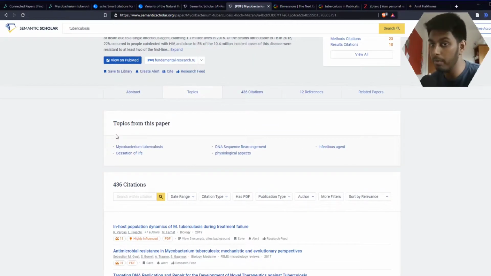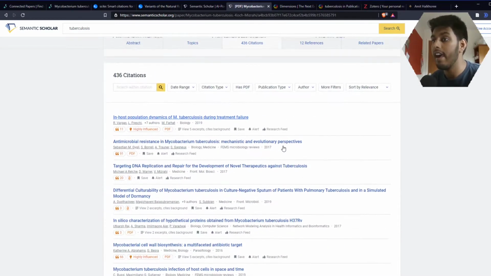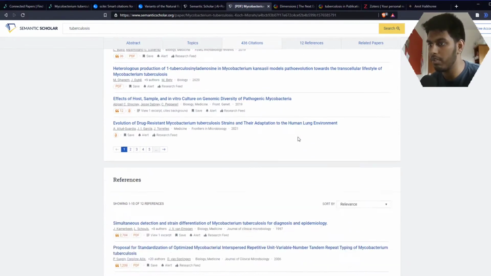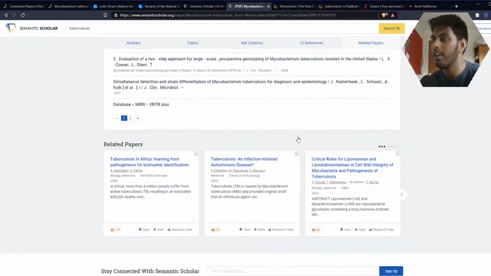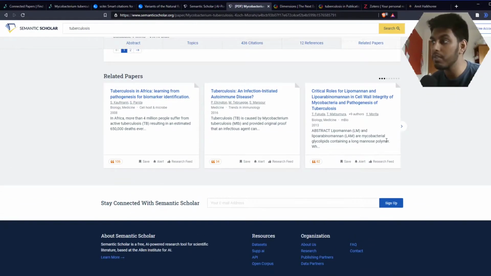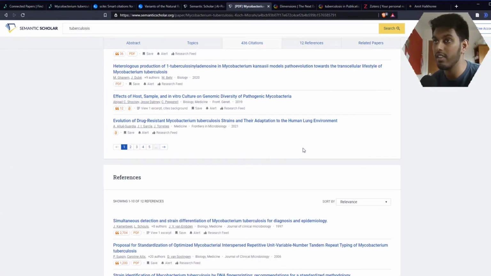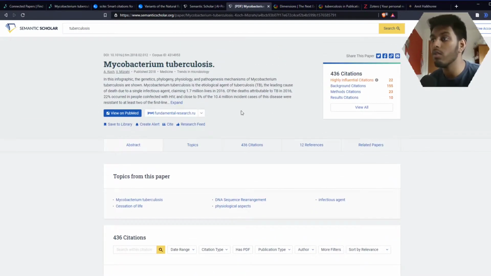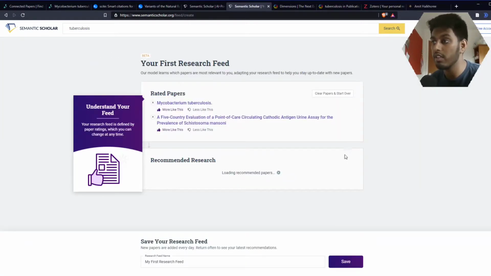It breaks down the topics of this paper, so you can see at a glance whether it is something you should be reading. And it gives you a list of everywhere it's been cited, and you can sort this more thoroughly. It also gives you some really good related papers, so you can have a look and see, similar to Connected Papers, if there's anything similar. What I also like is you can add it to a research feed.